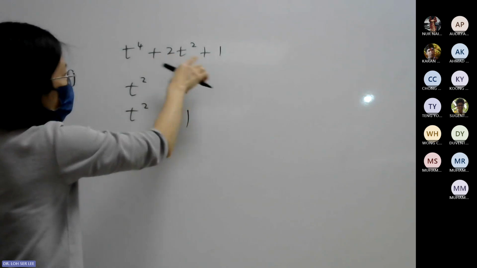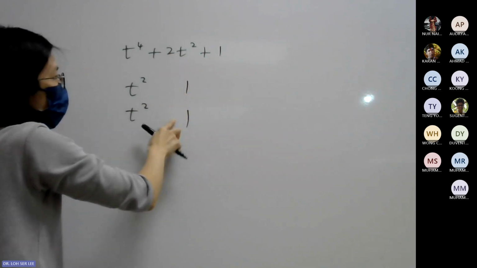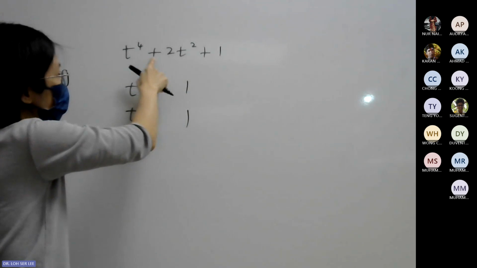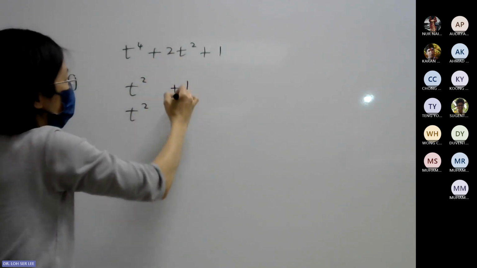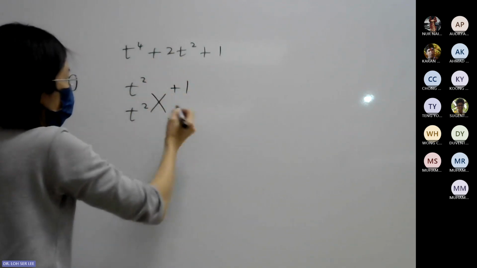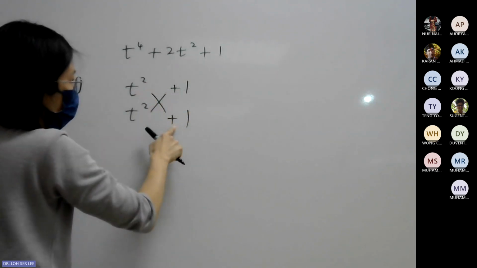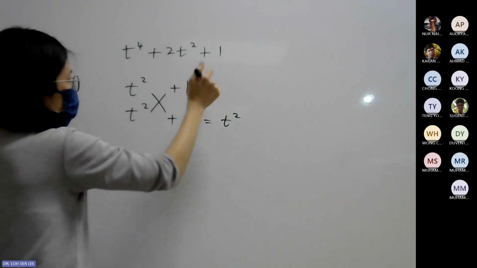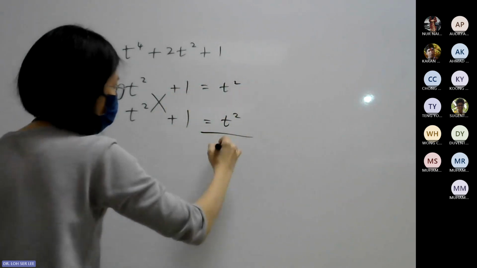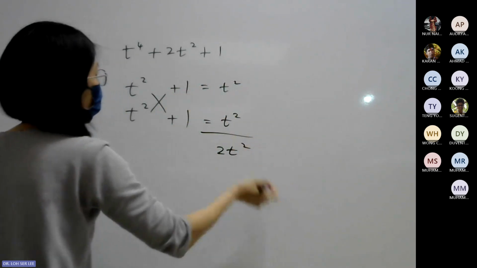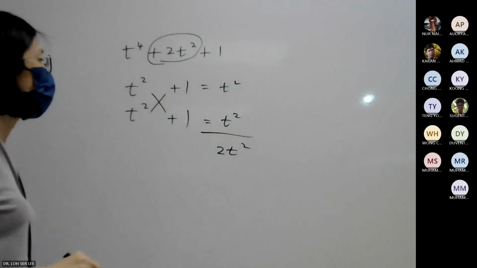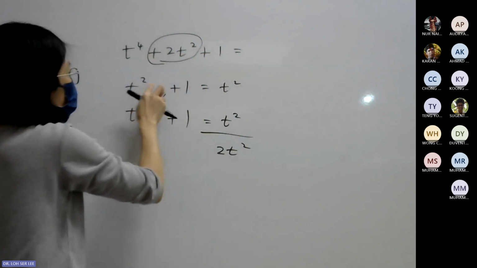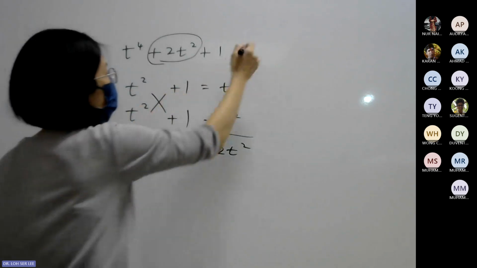This is positive, that means either plus or minus. Since this is plus, that means this is plus. So t squared times plus 1, you get a t squared. T squared times plus 1, you get a t squared. When you total up, you get 2t squared, which is this one, plus 2t squared. So this one we can factorize as t squared plus 1 times t squared plus 1.